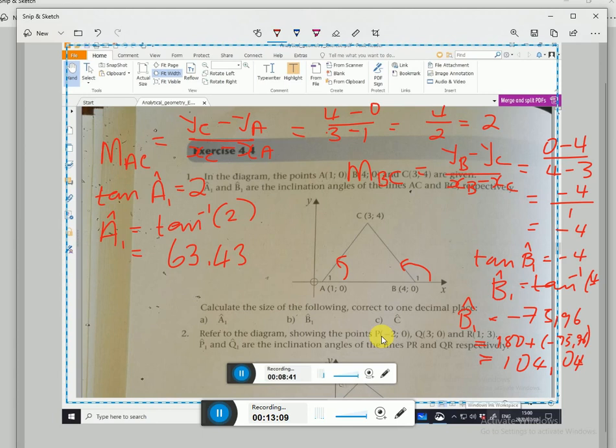But for the size of C, people, you can't use inclination here. You apply your geometry. You remember I said something about the straight line. If you have here 104.04, this angle here is adjacent to this one, so the sum of adjacent angles on a straight line equals 180 degrees. So you must say 180 degrees minus 104.04, which gives you 75.96.